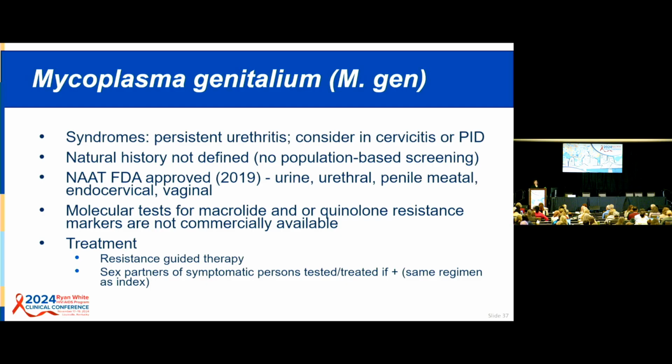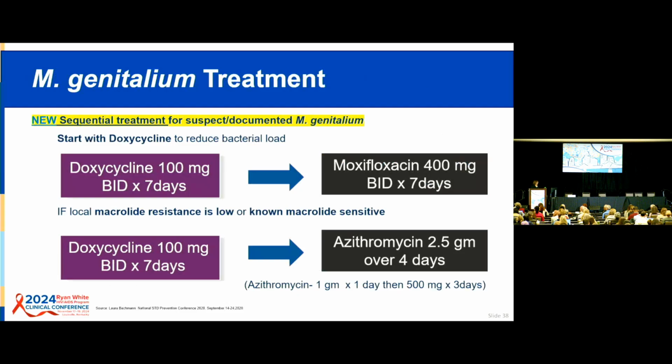In fact, in some sites among MSM, it's up to 70, 80, 90% resistant to azithromycin. So this harkens back to what I was talking about before with gonorrhea. This is maybe how we're going in other STIs: resistance-guided therapy. And I'll show you that in 1 second and why that is. The other thing that's different with MGen is that for partners of symptomatic persons, the recommendation is to test them and treat them if they're positive, so not empiric therapy. That is different from the other STIs that we've talked about thus far.